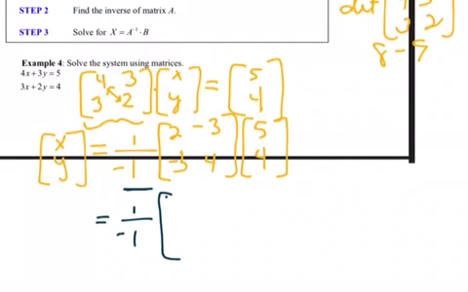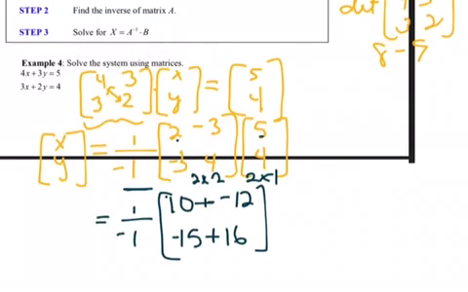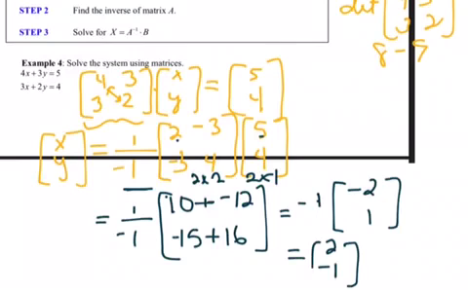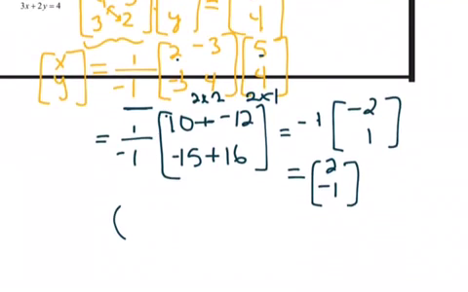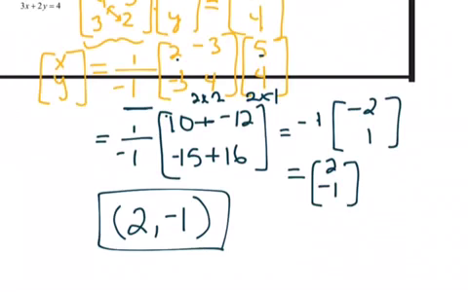So to multiply, I get 2 times 5 is 10, plus negative 3 times negative 4 is negative 12. Okay, and then for the bottom one, since this is a 2 by 2 and a 2 by 1, I'm going to get out a 2 by 1. So I've got negative 3 times 5 is negative 15, plus 4 times 4 is 16. So I basically have negative 1 times negative 2 and 1. So I get out 2, negative 1. So that means my point of intersection that we had already learned how to do algebraically is 2, negative 1.